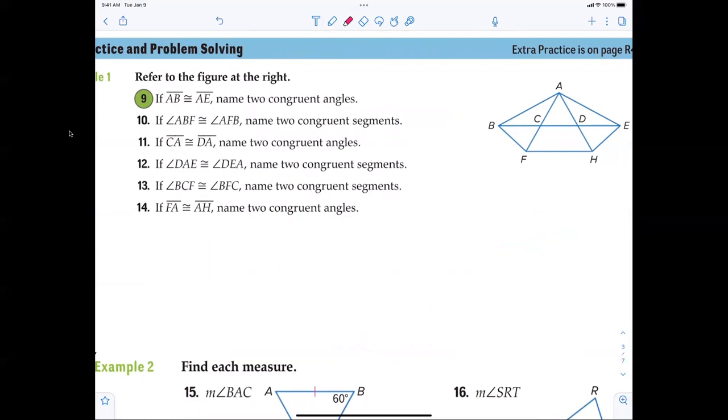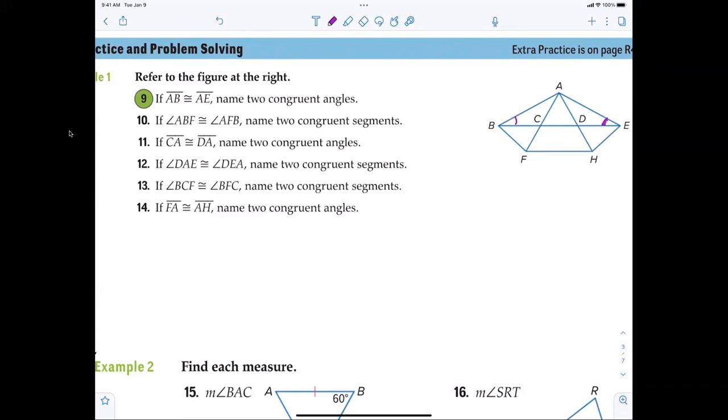AB is congruent to AE. So AB is congruent to AE. I need someone to tell me. Angle ABC, yeah, angle AEB. Yes, that is true. If you don't hear him, that's why I'm asking everybody to speak up. This angle right here is congruent to this angle right here. Thank you very much.